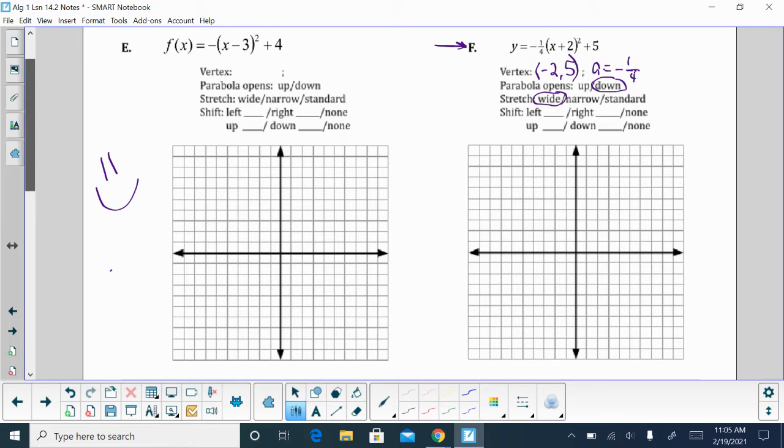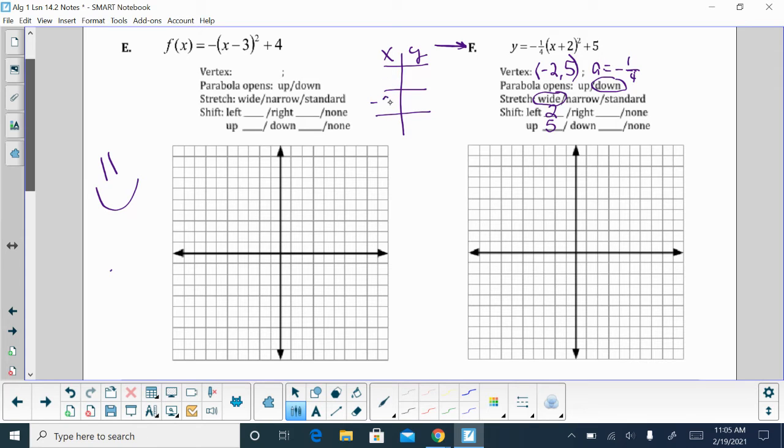And now if we talk about shift, to the left 3, and it's going to go up 5. There we have it, just to help us predict and understand the behaviors we should see when we graph these. Now we can use our x to y table again to get some other points.